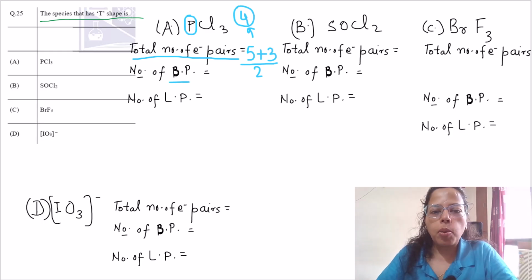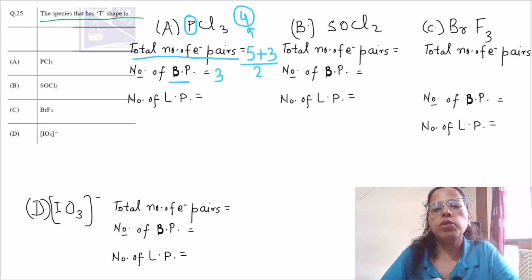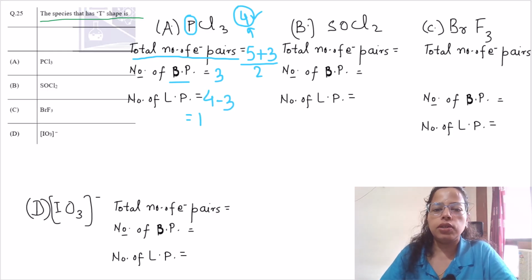Now, the number of bond pairs. How many atoms are bonded to the central phosphorus atom? So, 3 chlorine atoms are bonded. So, the number of bond pairs is 3. And what is the number of lone pairs? So, total number of electron pairs 4 minus number of bond pairs 3, that is equal to 1 lone pair in PCl3.